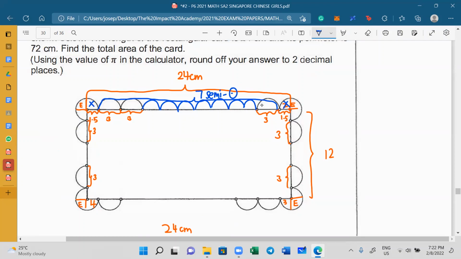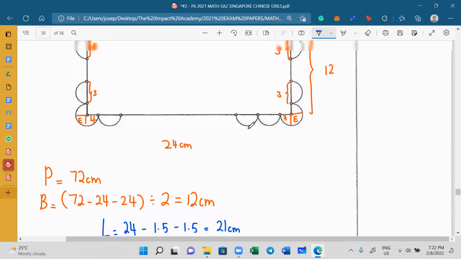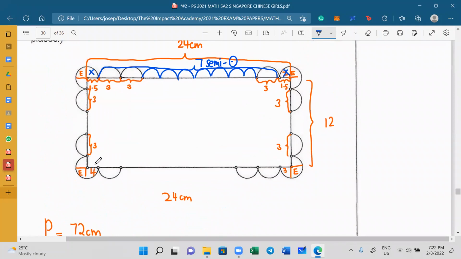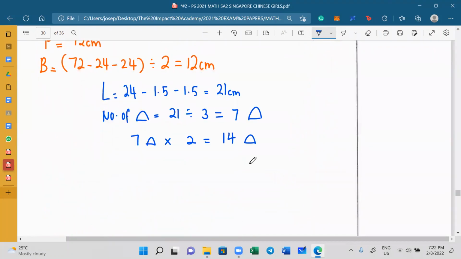Okay, not forgetting the excess. Make sense? All right, the excess is the extra part. Okay, it's out of the length itself. So later on, I'm going to count that. So number of semicircles is 7 semicircles. But the thing is this, right? How many lengths do I have? I have 2 lengths, right? So therefore, it's 14 semicircles in total. Why 14? Because 7 on top, 7 over here. Make sense?